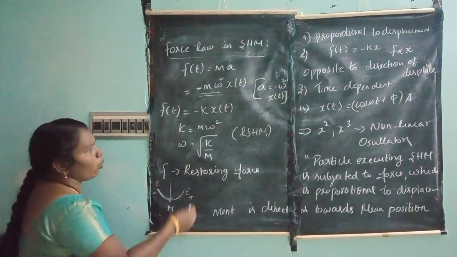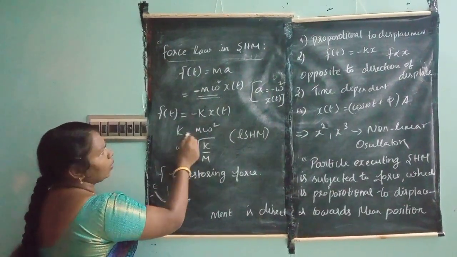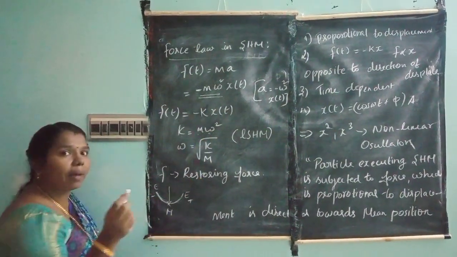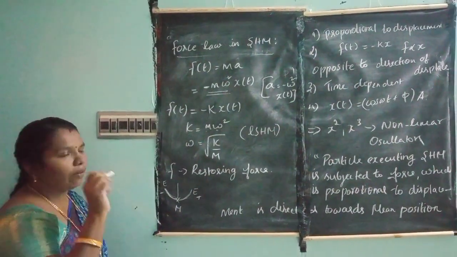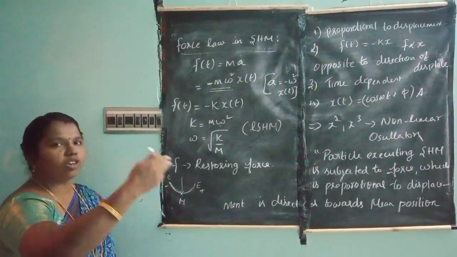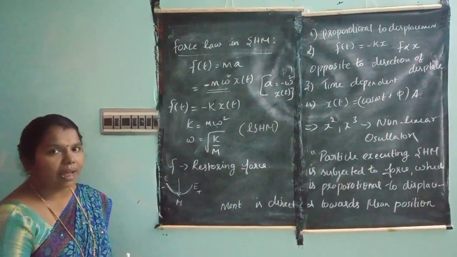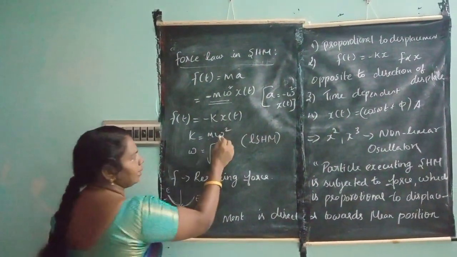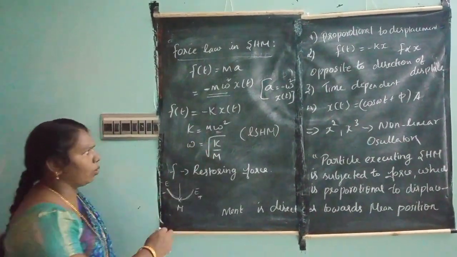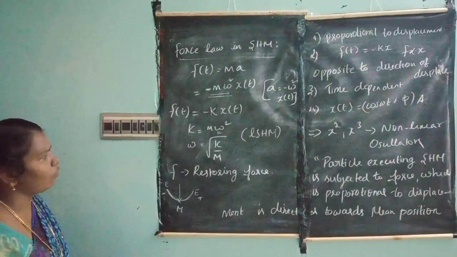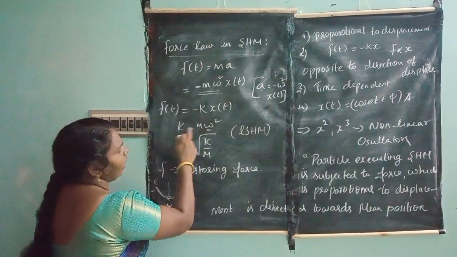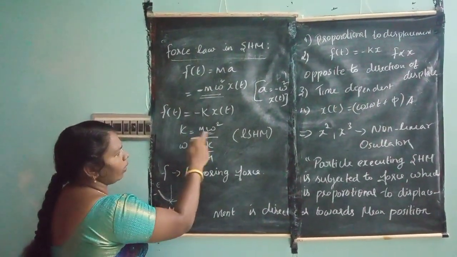Therefore, what is omega? See here, k is equal to m into omega square. Omega is the angular velocity. If it were v, it would be linear velocity, but here we are considering simple harmonic motion, oscillatory motion, so in a rotational manner we declare the velocity as omega. Here m is the mass and k is the force constant. So I am taking omega is equal to square root of k divided by m.